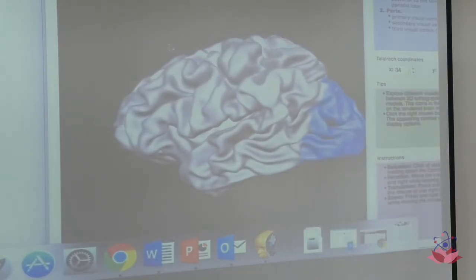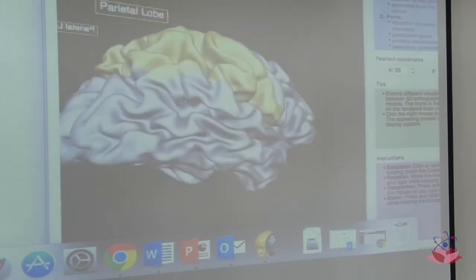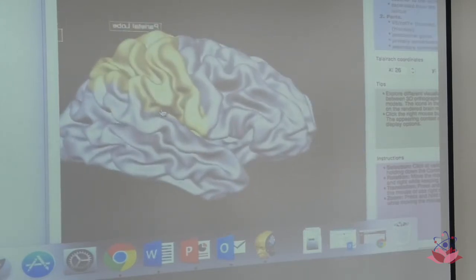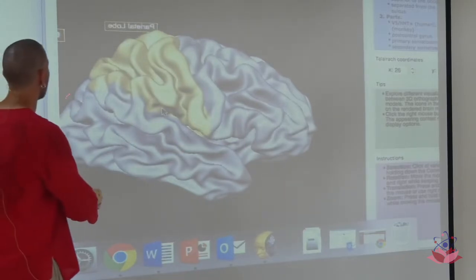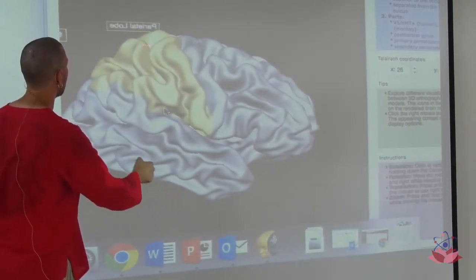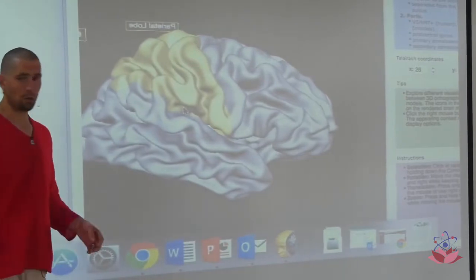And then next we have the parietal lobe, which is just a bit forward of the occipital lobe. So this is the back side of your brain, this is the front side of your brain, and here's the parietal lobe right in the middle.